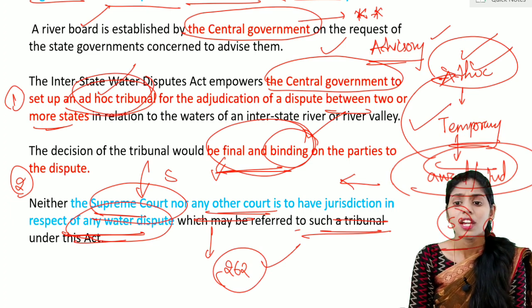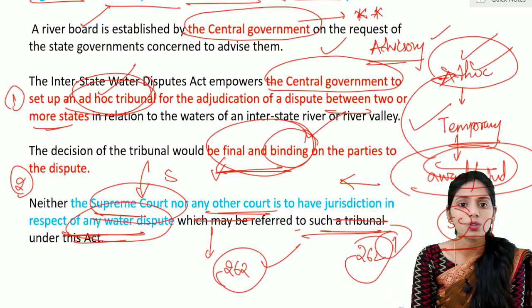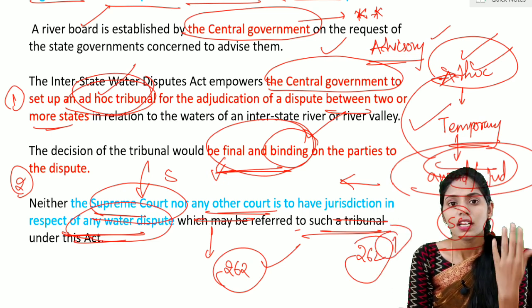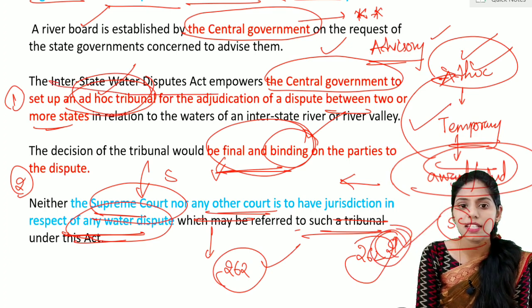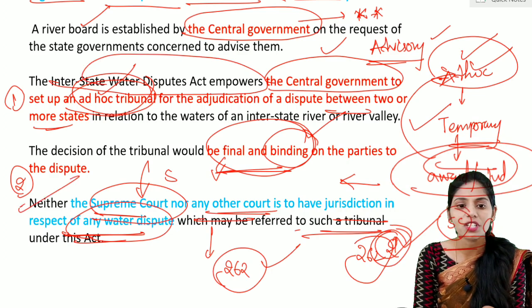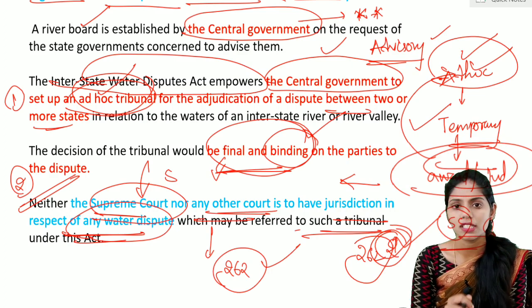But how? If you see Article 262, the first provision and the second provision also say that the Supreme Court is barred. And even regarding the Interstate Water Dispute Act, the second provision says that the Supreme Court is barred. But how is the Supreme Court taking these up?